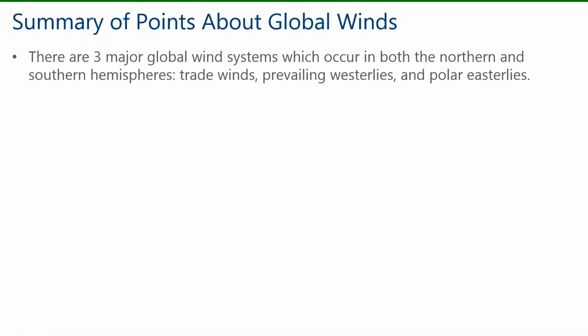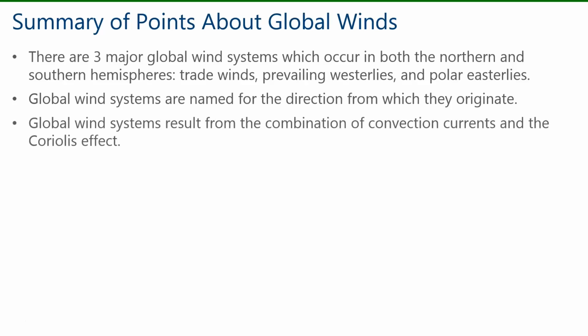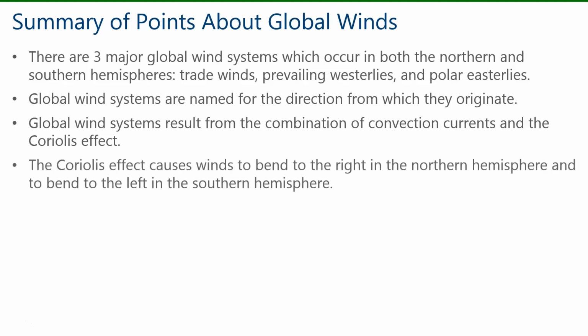There are 3 major global wind systems which occur in both the northern and southern hemispheres. We have the trade winds, the prevailing westerlies, and the polar easterlies. Global wind systems are named for the direction from which they originate. Global wind systems result from the combination of convection currents and the Coriolis effect. The Coriolis effect causes winds to bend to the right in the northern hemisphere and bend to the left in the southern hemisphere.